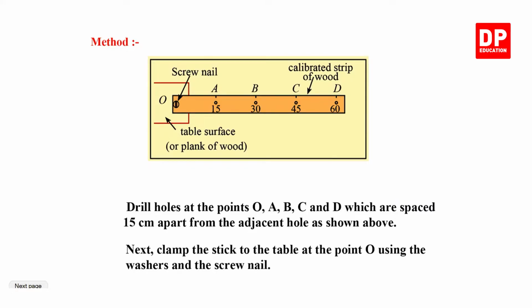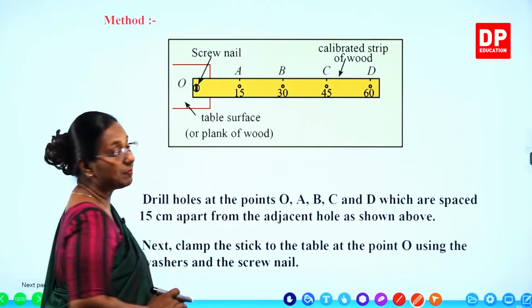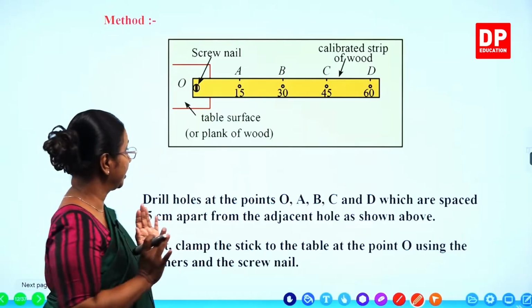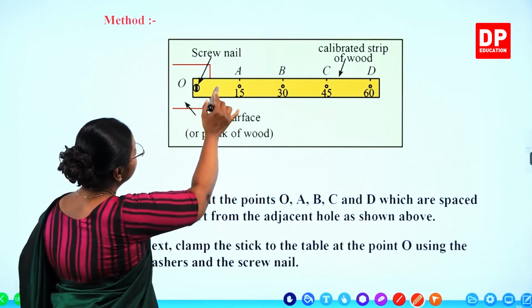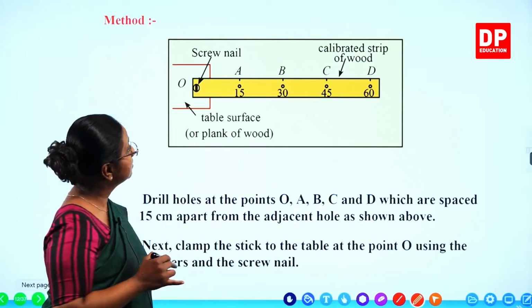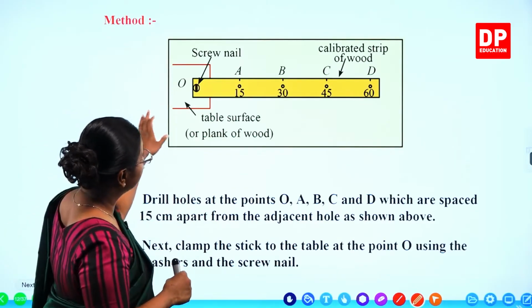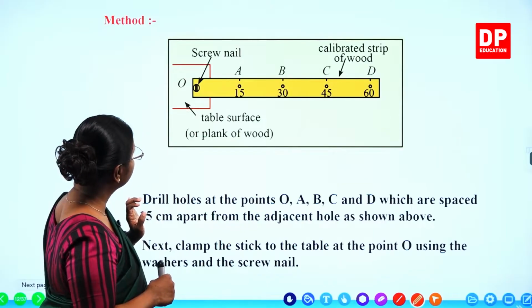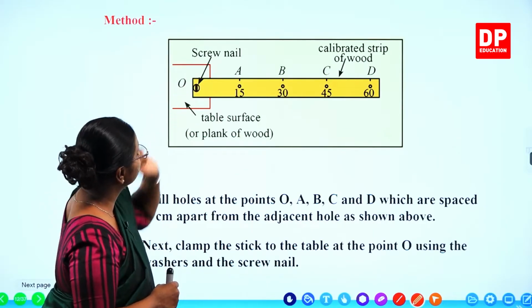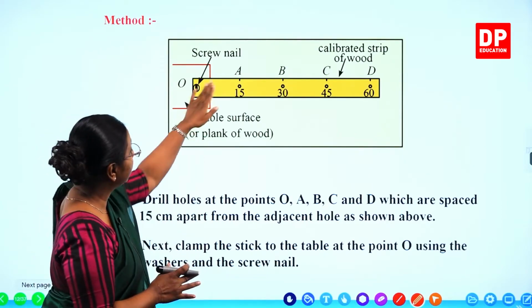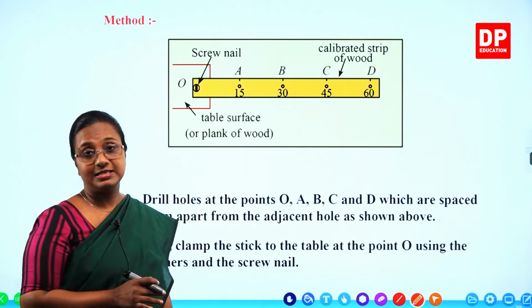This is the method. Here you can see this is the table surface, or you can have a plank of wood that should not move around. It has to be stationary. Then we fix one end of the strip of wood, which has to be somewhat long, using the screw nail and the washers so that it can rotate like this.